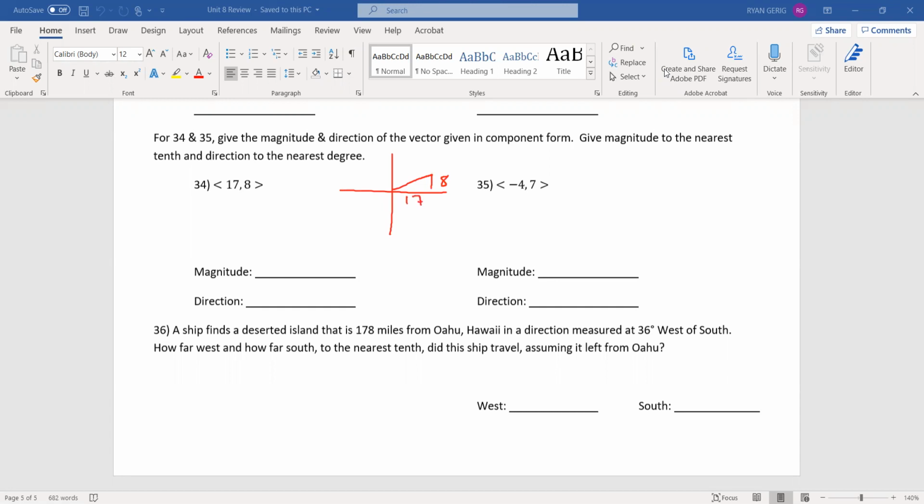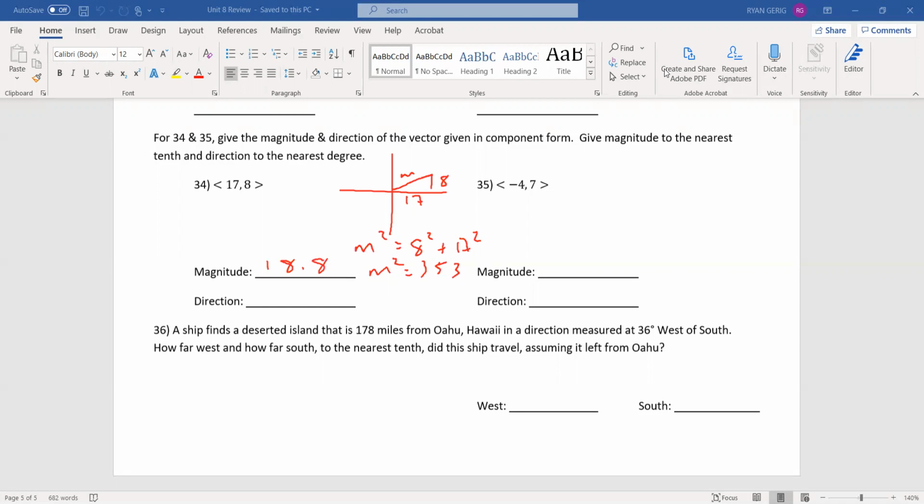I can do Pythagorean theorem to find the magnitude. We'll call that the magnitude. 8 squared plus 17 squared. And then take the square root of that. So square root of 353. Square root of that is 18.8.